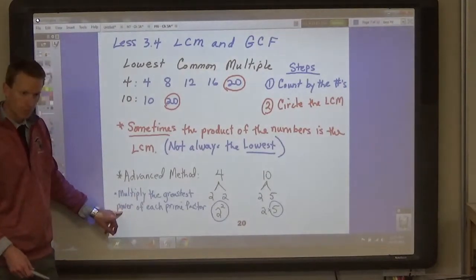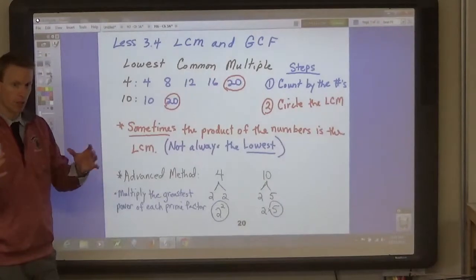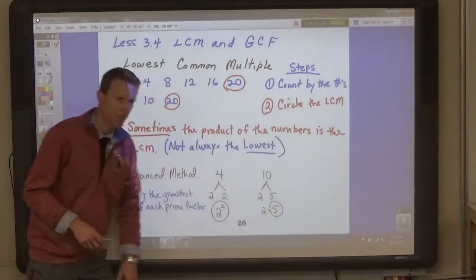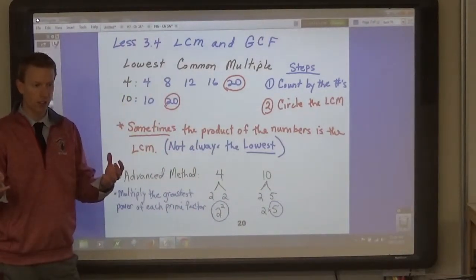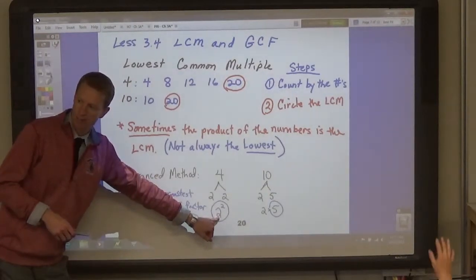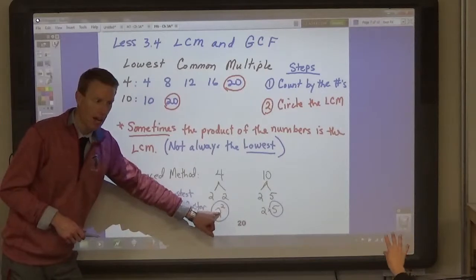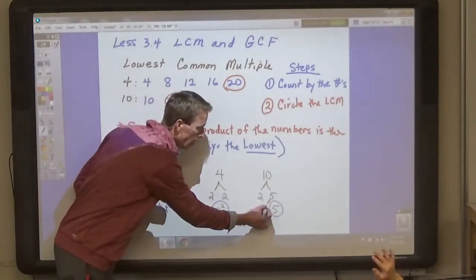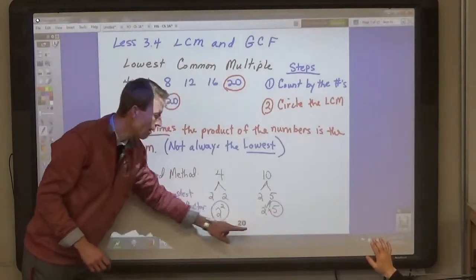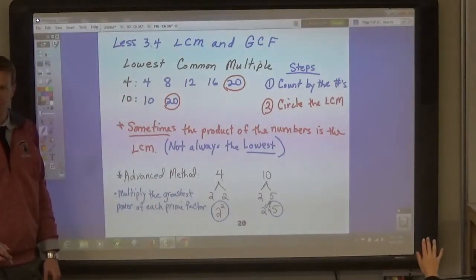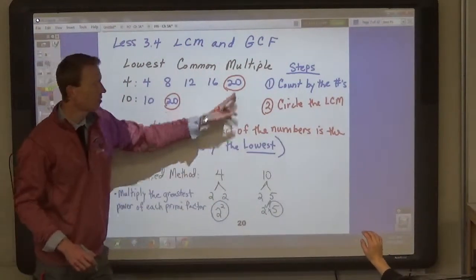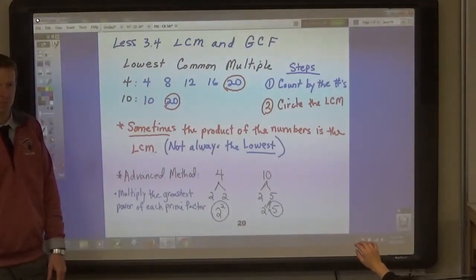greatest power of each of the factors that are in the numbers. So, 2 and 5 are all the factors in both numbers, and we use the 2 squared from the first number, because 2 squared is a higher power than just 2 to the first power. So we use 2 squared and we use 5. Okay? 2 squared times 5 is 20, and 20 is the lowest common multiple. Okay?